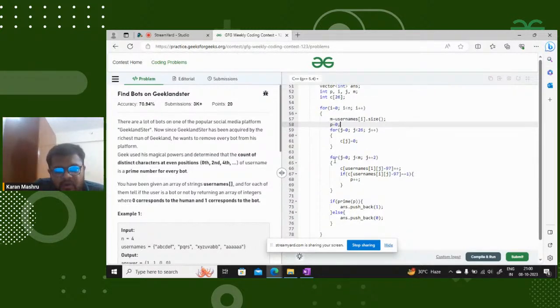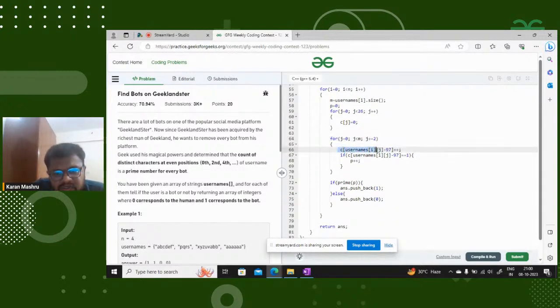Now I will be traversing from j equals 0 to m, where m is the length of the username. So I will be traversing through the username, and I will do j plus 2 because I only want the count of distinct characters at even positions. Then I will say count of usernames[i][j] minus 97 plus plus. So usernames[i] means the ith username and j means the jth character of the ith username. Suppose it is A. A's ASCII value is 97. So 97 minus 97 will give me index 0. So C of that will be plus plus.